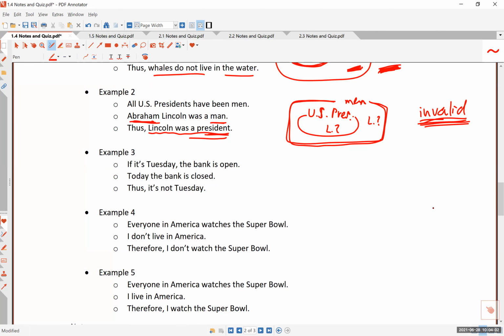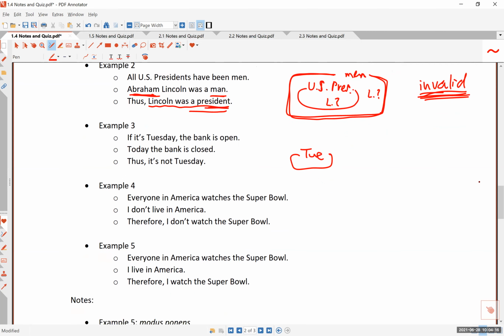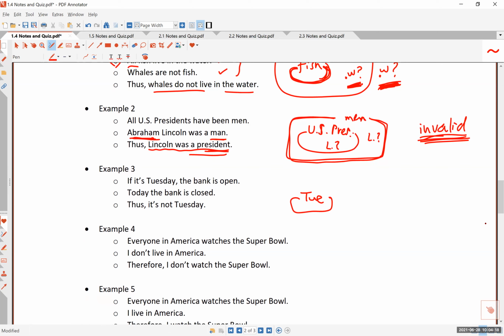If it's Tuesday, the bank is open. Today, the bank is closed, and therefore, it is not Tuesday. Does it sound right? Well, we don't know. Okay, let's look at this. If it's Tuesday, so here is the inner circle. And by the way, notice here, every time I analyze an all statement or if-then statement, I am using a Venn diagram representing the subset relation, right? If it's Tuesday, the bank is open.